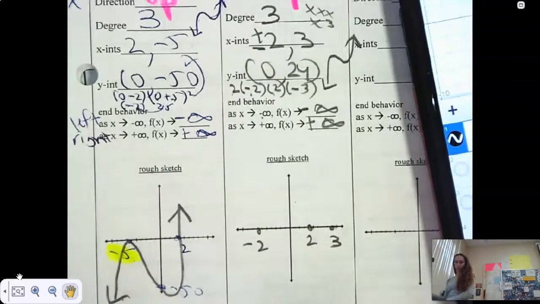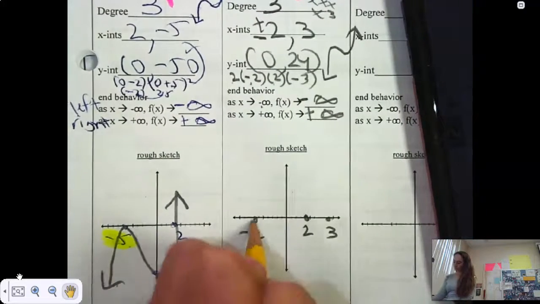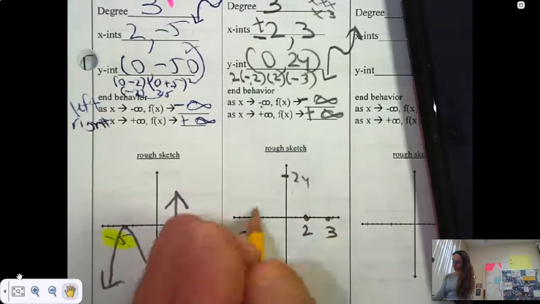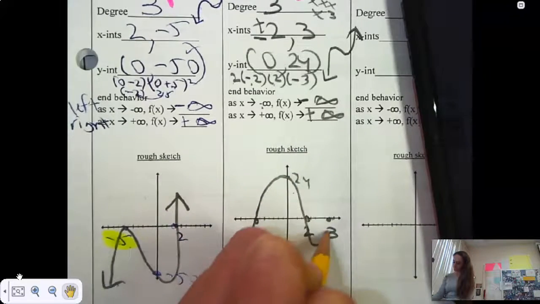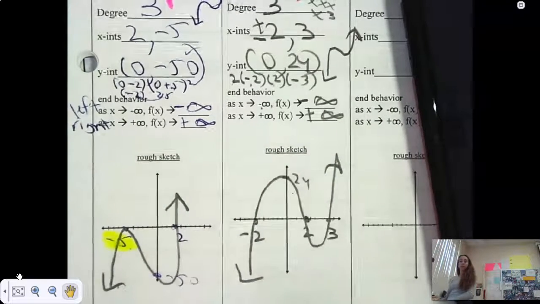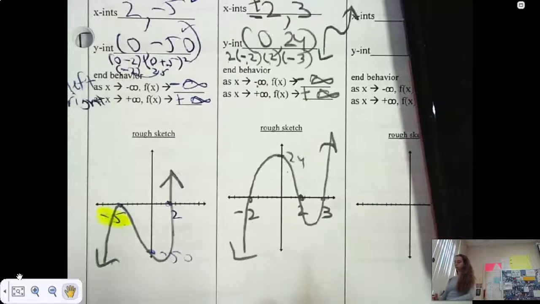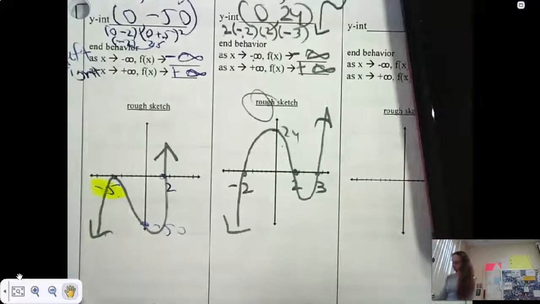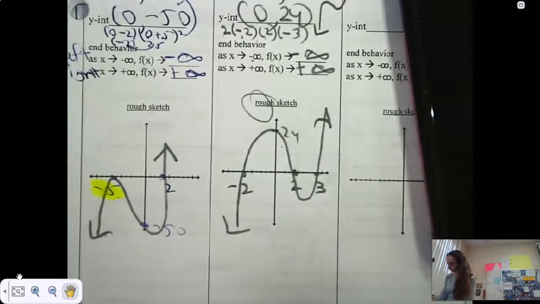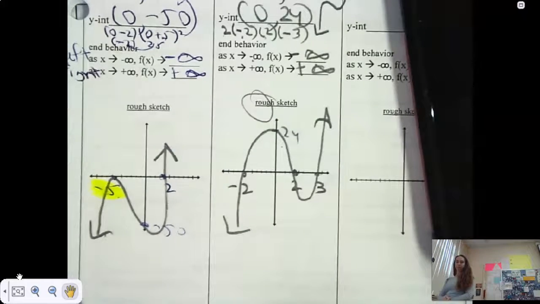Well, I didn't have a squared, so I'm just going to go right through. Go right through. Oh, 24. Go right through. Go right through. Is it exactly how it looks on here? No. That's why it's called rough sketch. Number line, 3, 2, -2. Okay? Oops, you didn't see that.